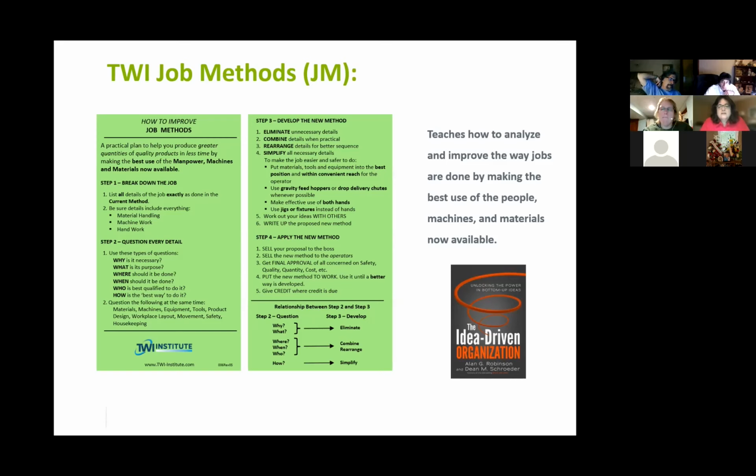And then the next is to develop a new method, work it out with other people by combining or eliminating tasks, combining, rearranging, simplifying. And finally, step 4 is how do I sell my ideas? How do I put a proposal sheet together? And how do I get other people to buy in, my coworkers and so on? So that's job methods. Really, really wonderful.